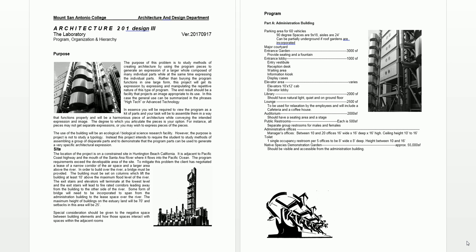A couple things that I want you to note: the parking area for 60 vehicles. The parking area is going to be some form of a parking structure. But you're going to have a conflict there with the native species demonstration garden, which is way down the list. So you've got to design an efficient parking structure.